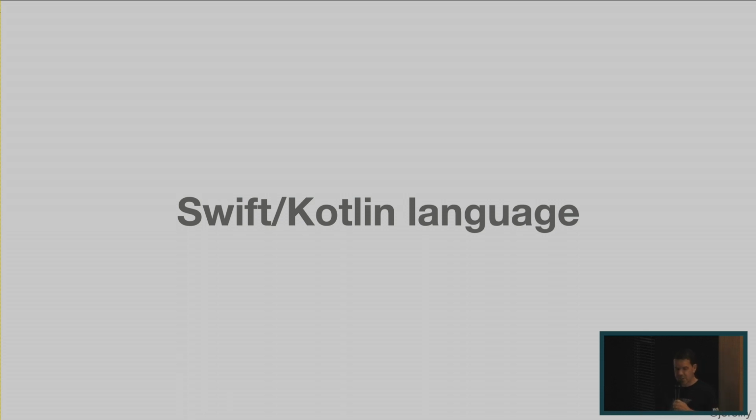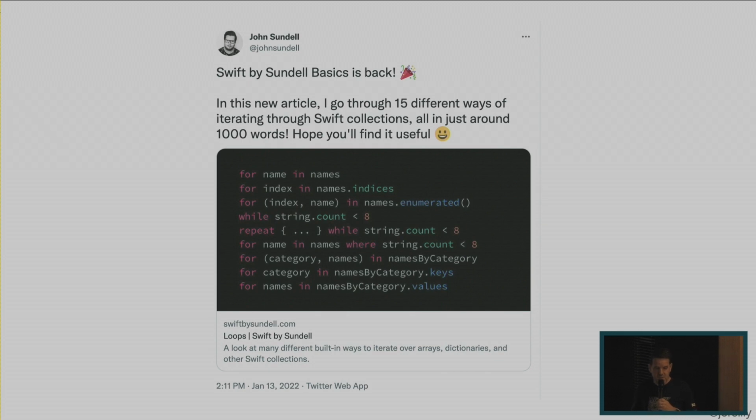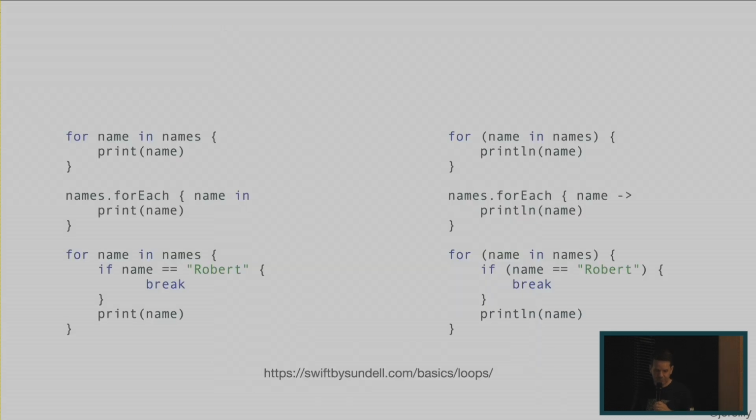Firstly, the languages themselves. I'm not going to do an exhaustive comparison of Kotlin and Swift. Rather, I'm going to use a number of examples to illustrate how they compare. I'm going to be mostly basing these on articles that I've seen people in the community tweet about. John Sundell wrote this article on different ways of iterating over Swift collections, and I thought it would be interesting to see what the Kotlin equivalent would be.